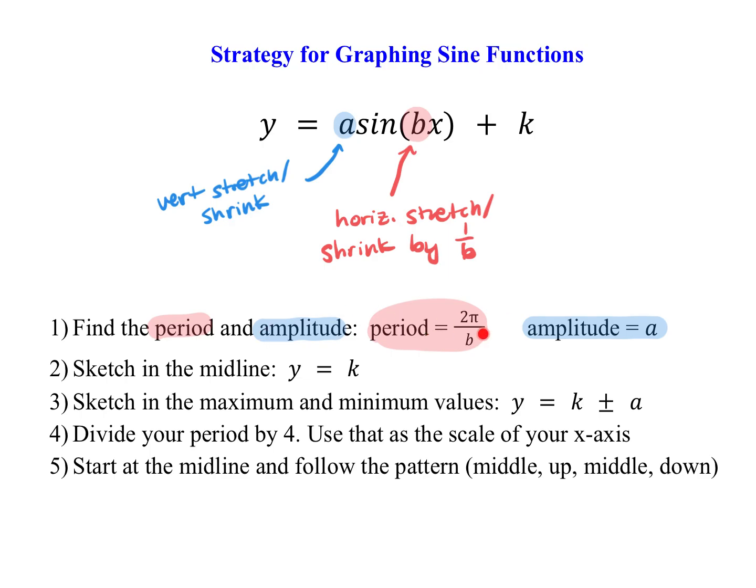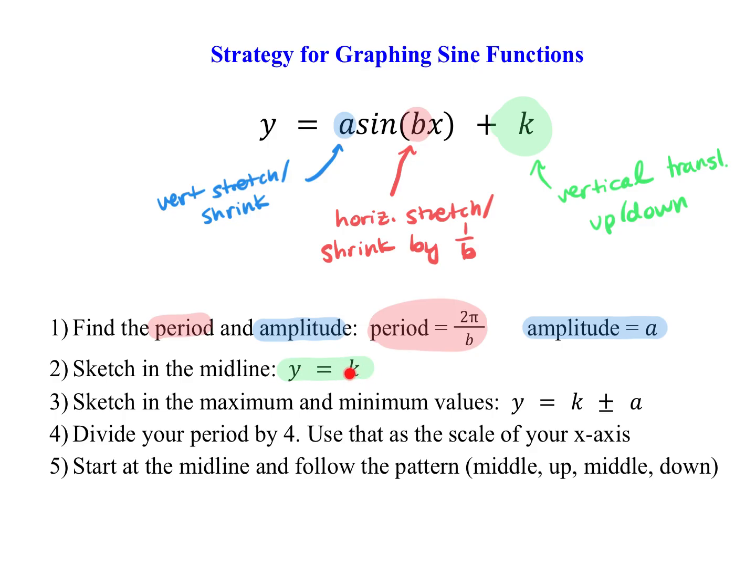The next thing I like to do is sketch in a midline. I'm going to do this with a dashed line. It's not part of our graph, it's not an asymptote, it's just a guideline for me. And that midline will always be dictated by your k value. And we know that the k value represents a vertical translation, so that will shift our graph up or down. So if you don't see a k value, then the midline stays at 0. But if you see that your graph has been shifted up or down, that will shift your midline.